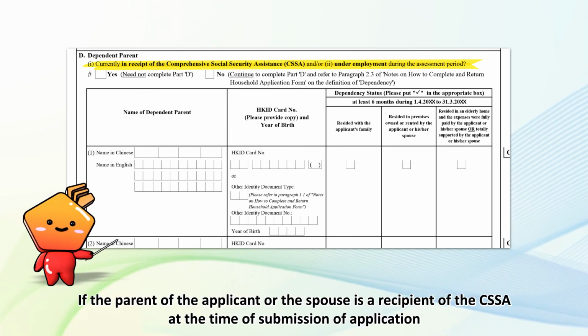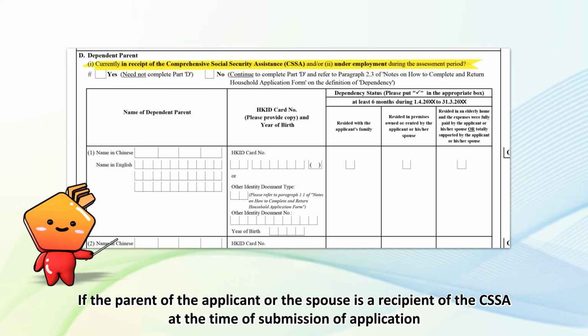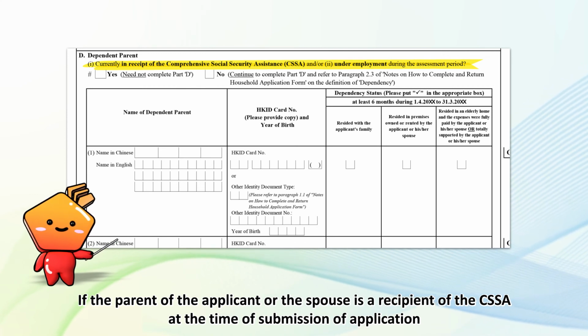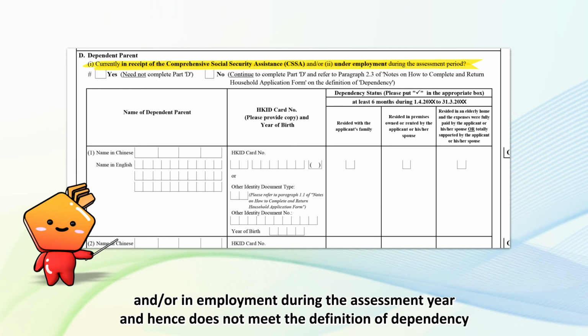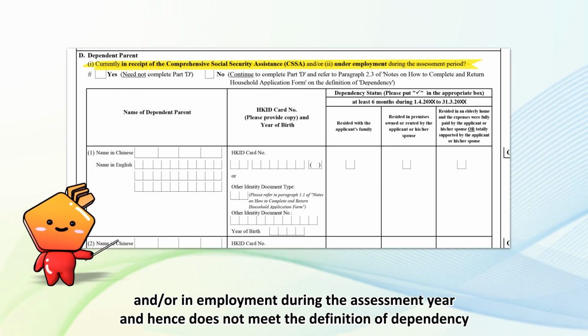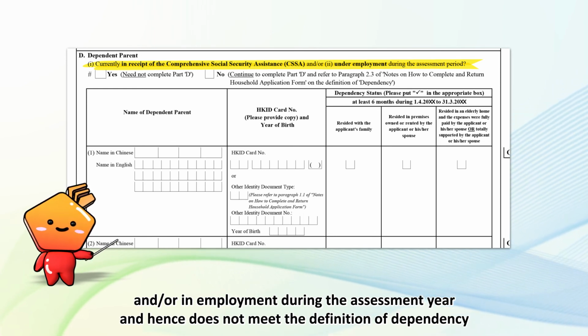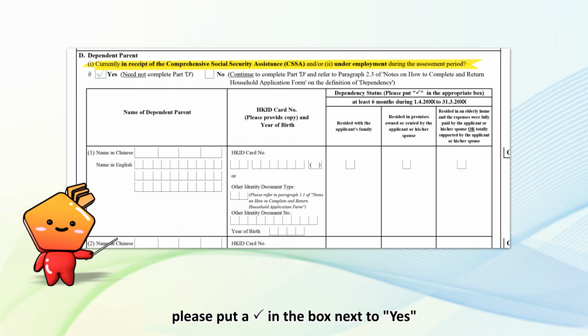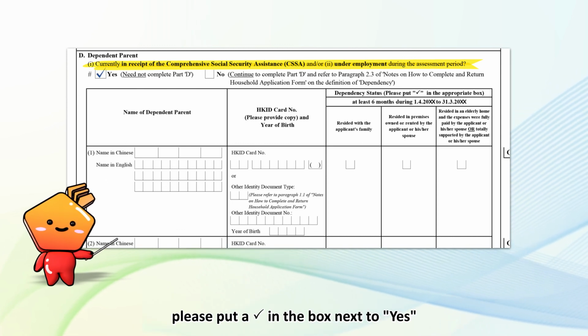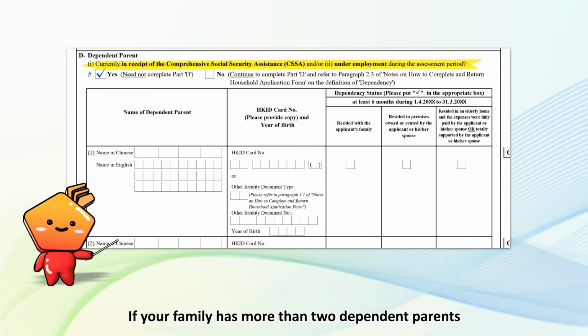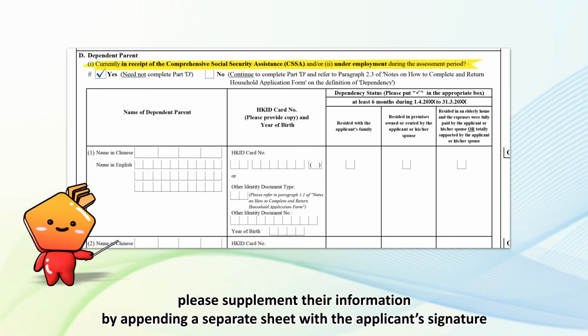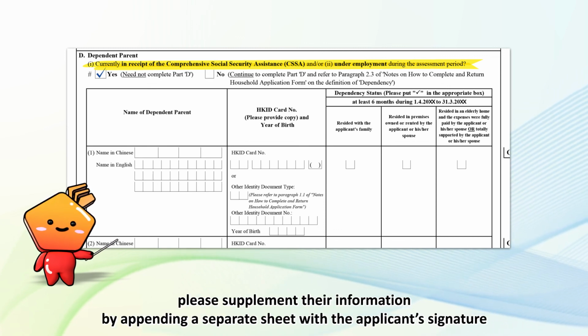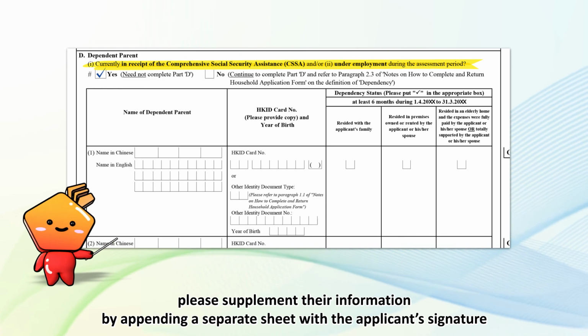If the parent of the applicant or the spouse is a recipient of the CSSA at the time of submission of application and/or in employment during the assessment year and hence does not meet the definition of dependency, please put a tick in the box next to Yes. If your family has more than 2 dependent parents, please supplement their information by appending a separate sheet with the applicant's signature.